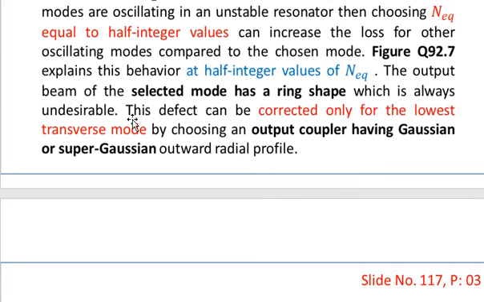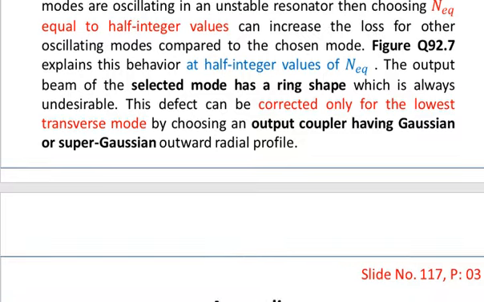So let me read these last few sentences. This defect, that is the ring shape, is the defect in the beam. This defect can be corrected only for the lowest transverse mode by choosing an output coupler having a Gaussian or super Gaussian outward radial profile.